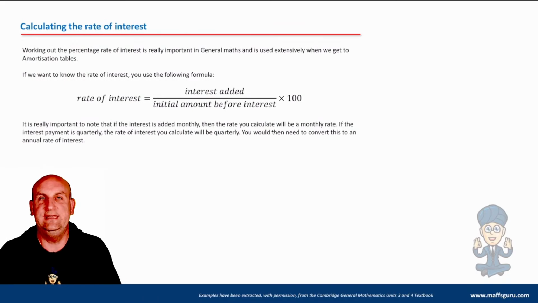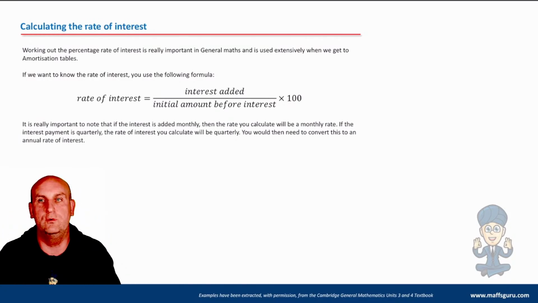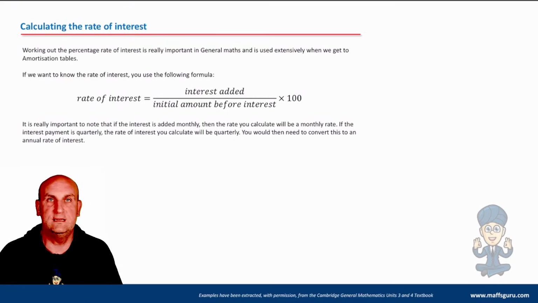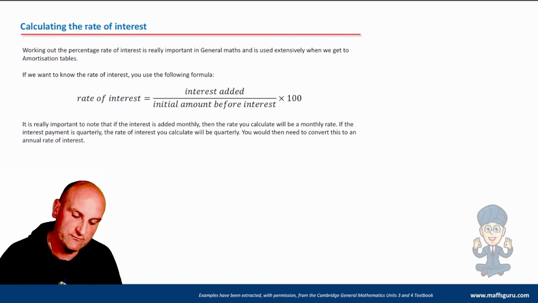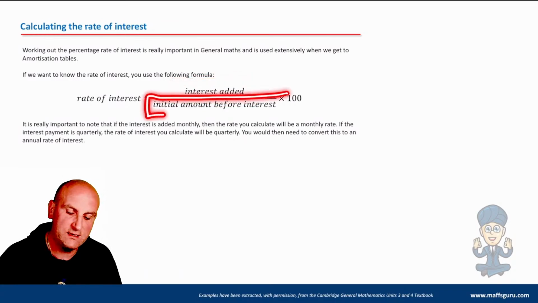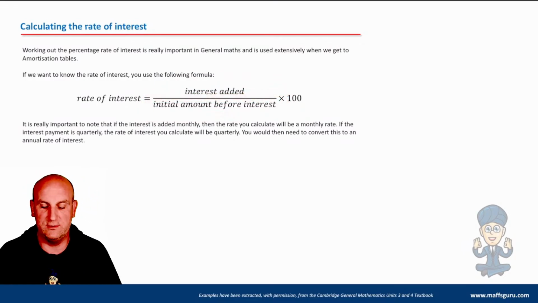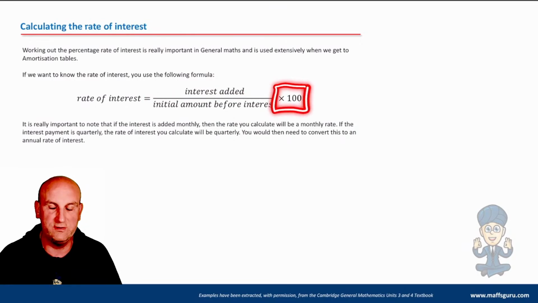This is not in any textbook. And when I get to amortization tables later on, this is going to rule your life, because if you can find a rate of interest, life becomes easy. If you are following along in a summary book, put this in there: the rate of interest is given by how much interest was added divided by the balance, the amount of money that there was before the interest, and we times by 100 to get it into a percentage.